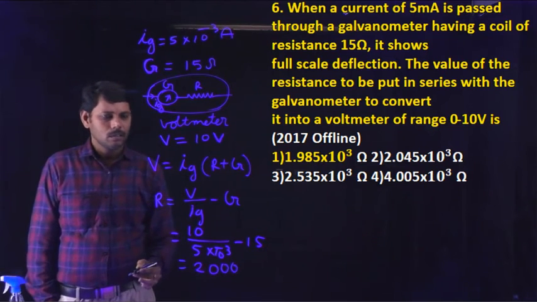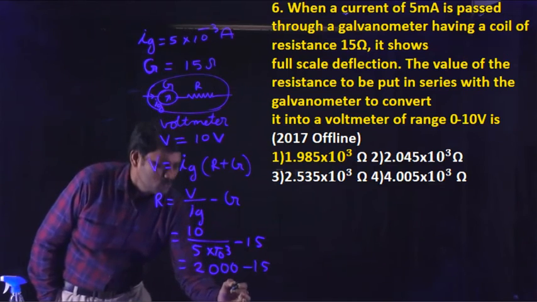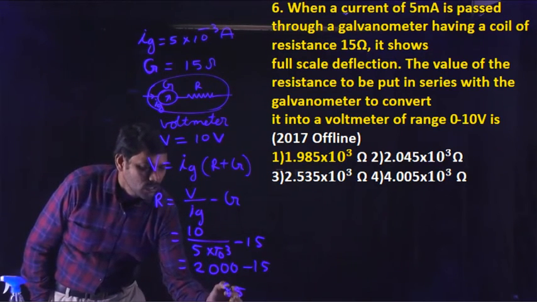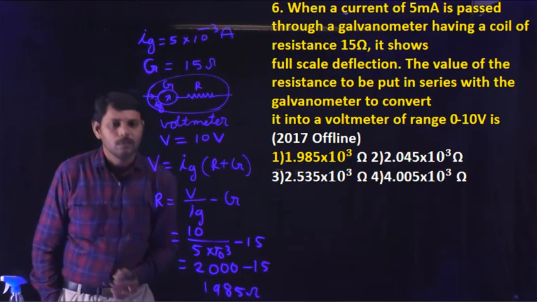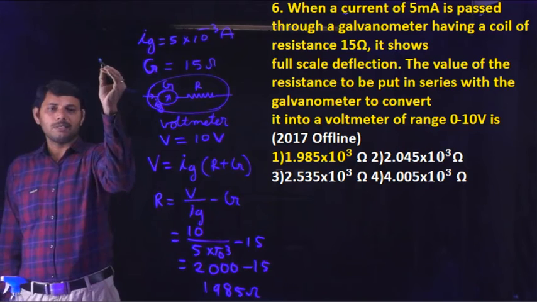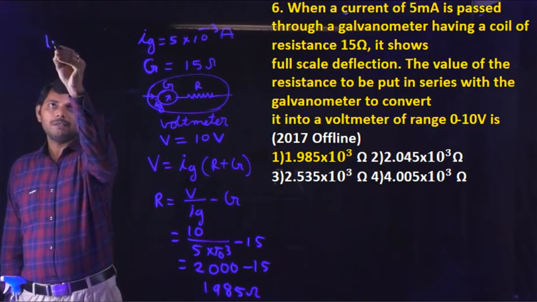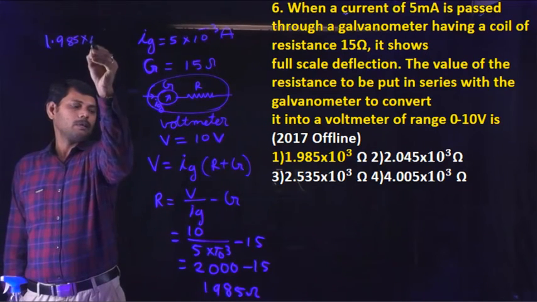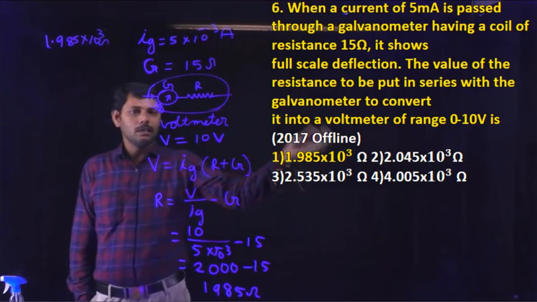2000 minus 15. So 10 minus 5, 5. 9 minus 1, 8. 9 minus 0, 9. And this is 1985 ohms. 1985 ohms means this is equal to 1.985 into 10 power 3 ohms. So the first option is correct.